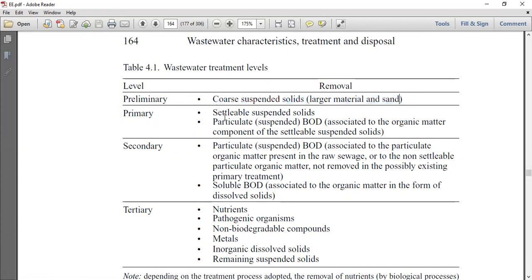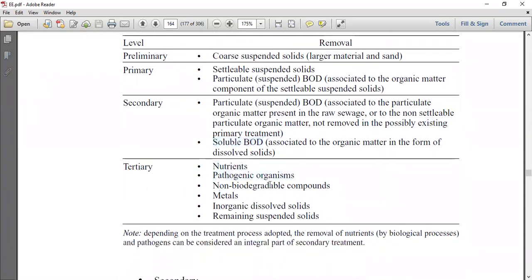In the primary, settleable suspended solids, particulate BOD and the components of the settleable suspended solids are removed. In the secondary, particulate BOD, organic matter present in the raw sewage, or non-settleable particulate organic matter not removed in the primary, possibly existing soluble BOD, then tertiary: nutrients, pathogenic organisms, non-biodegradable compounds, metals, inorganic dissolved solids, and the remaining suspended solids.